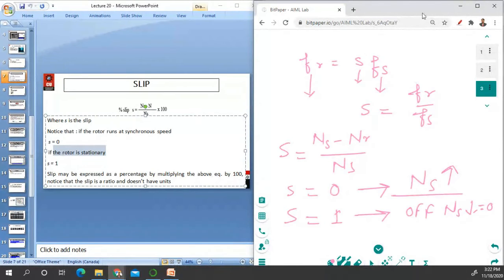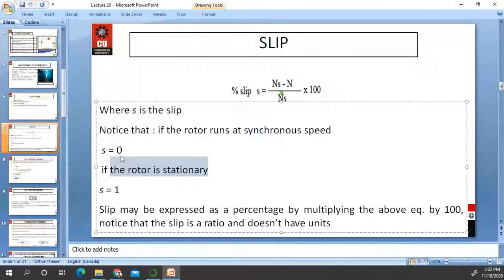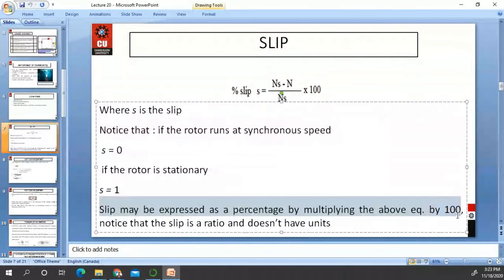Any doubt till now? How you can represent the expression using slip equal to 0 and slip equal to 1. Slip may be expressed as a percentage by multiplying the above equations by 100. Notice that the slip is a ratio and does not have a unit.